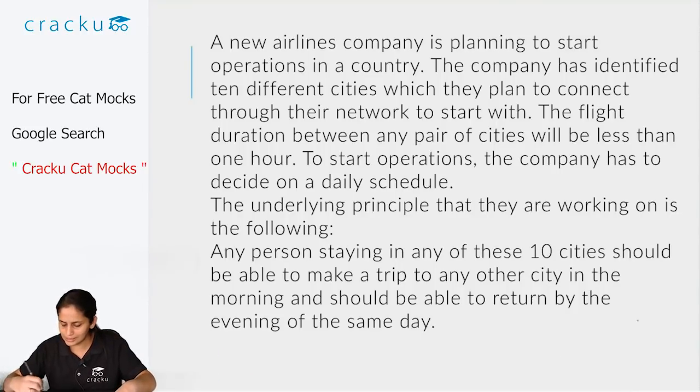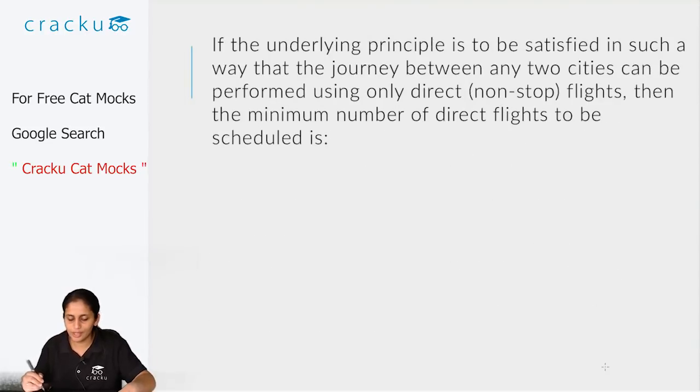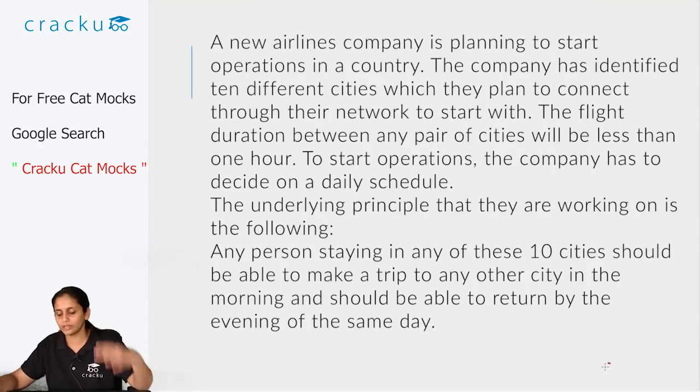So this is the basic setup: there are 10 cities and anybody should be able to make a trip in the morning and come back in the same day in the evening. So if the underlying principle is to be satisfied in such a way that the journey between any 2 cities can be performed using only direct flights, then the minimum number of direct flights to be scheduled is what? So let's first understand what the question is asking.